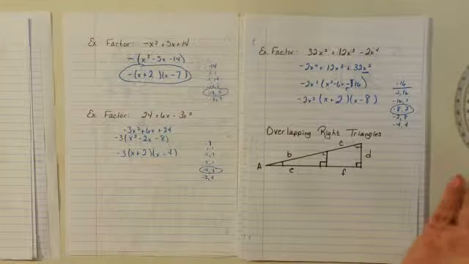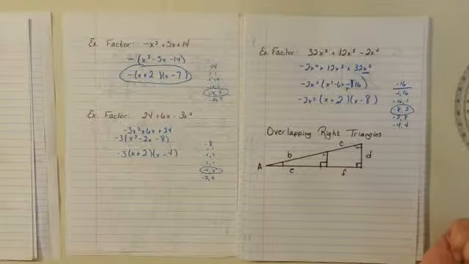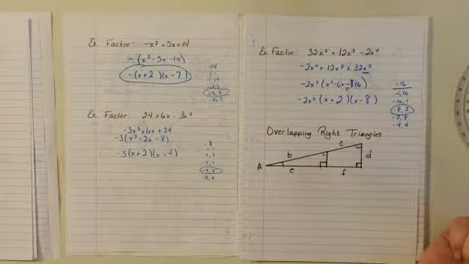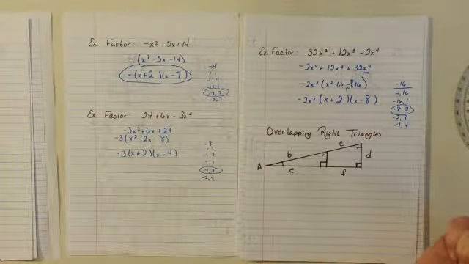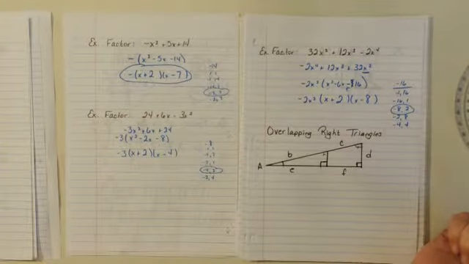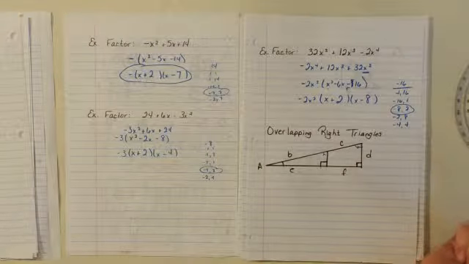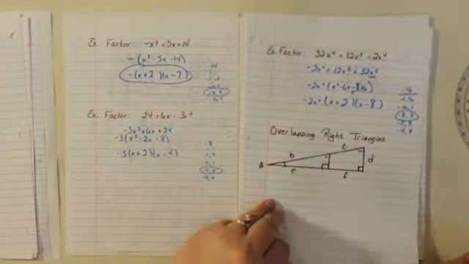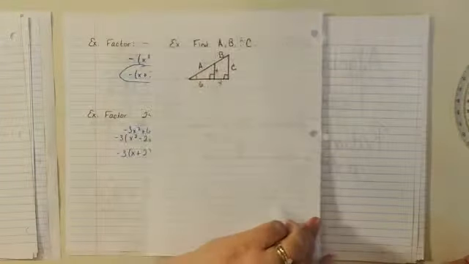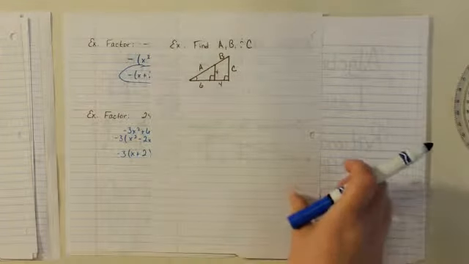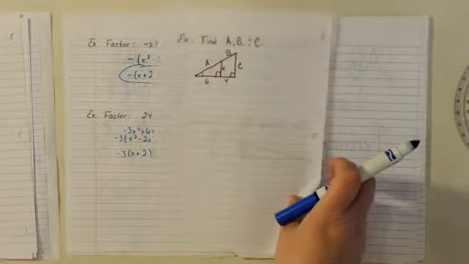By changing the lengths of the segments, we can create interesting puzzles to be solved with the properties of similar triangles and the Pythagorean Theorem. Woohoo! Alright, so here is an example. We're going to find A, B, and C.